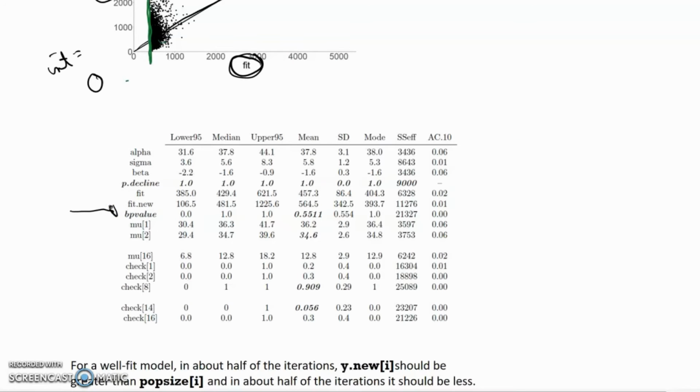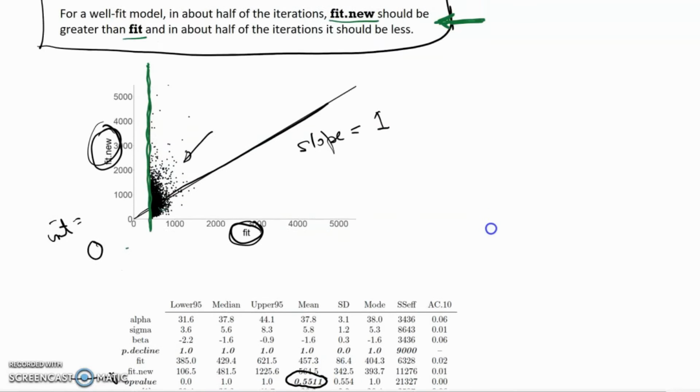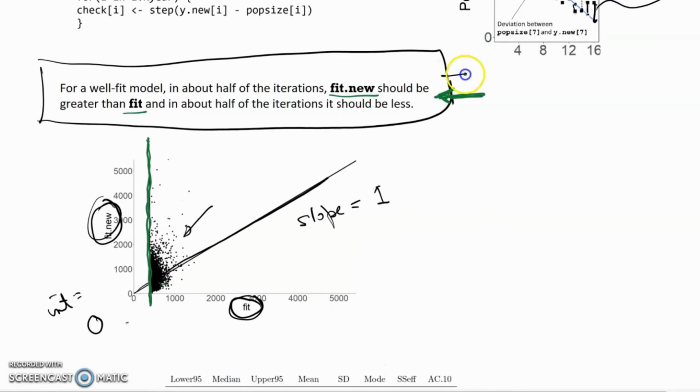3 chains, 9,000 iterations per chain. We've got 27,000 values that are either going to be a 0 or a 1. And on average, we get a value of 0.5511, which is a pretty good indicator, if this is our criterion for goodness of fit, that about half the time fit new is bigger than fit, about half the time it isn't.